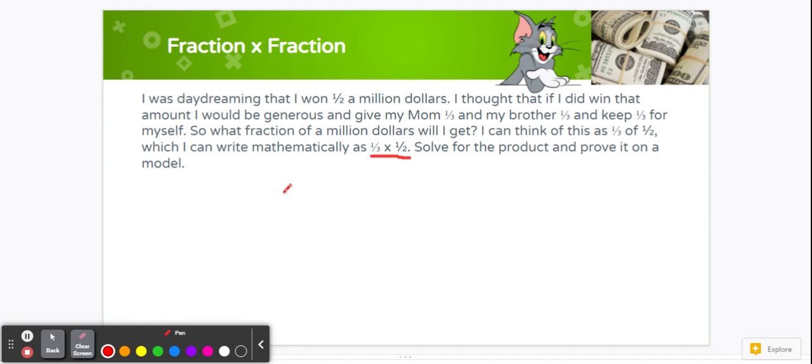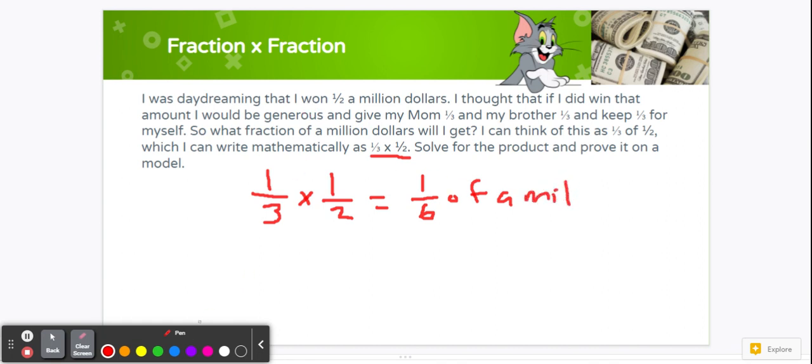So if I was just going to solve this one quite simply, I can do one third times one half. And since I don't have anything other than unit fractions here, I can just multiply these two. Well, 1 times 1 is 1, and 3 times 2 is 6. So I would end up with 1/6 of $1 million. Let's make sure we put that in there. 1/6 of a mil, which is still a pretty good amount of money.